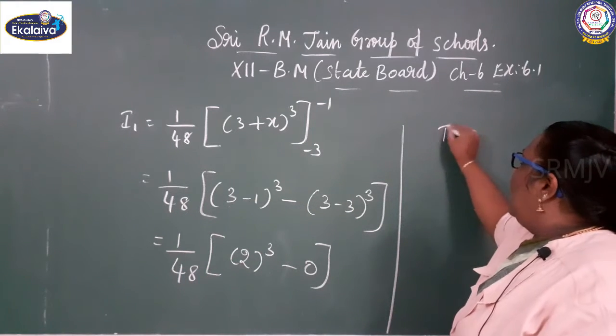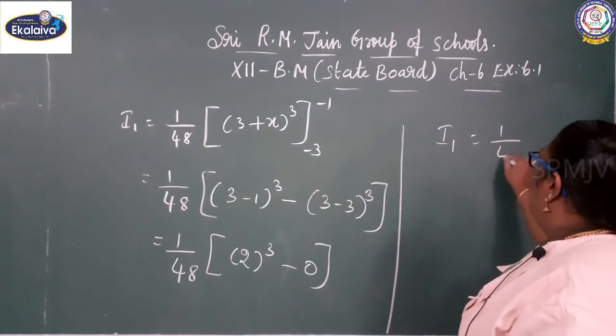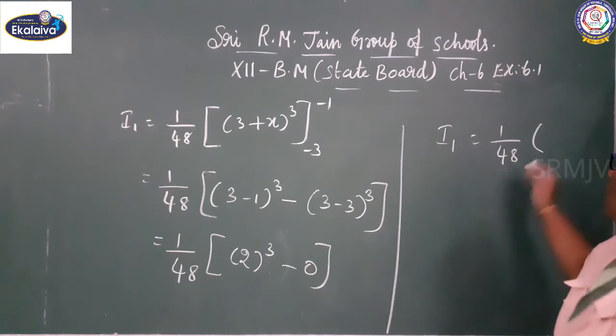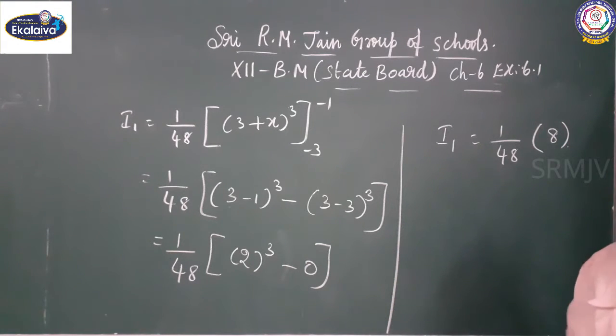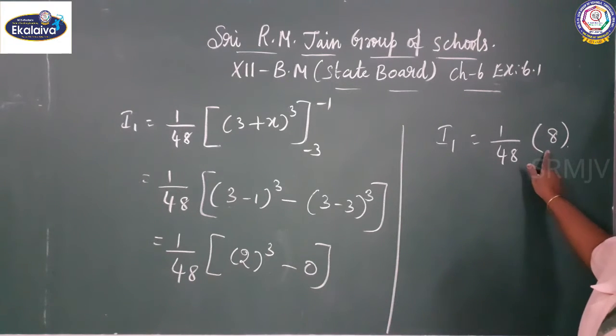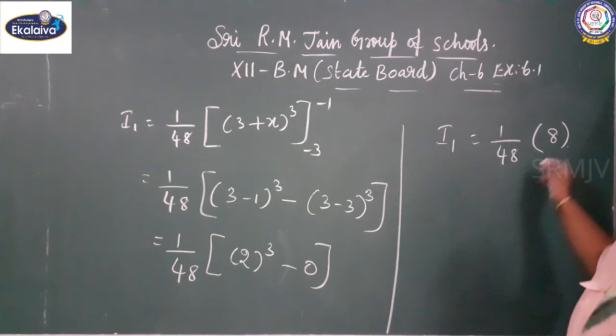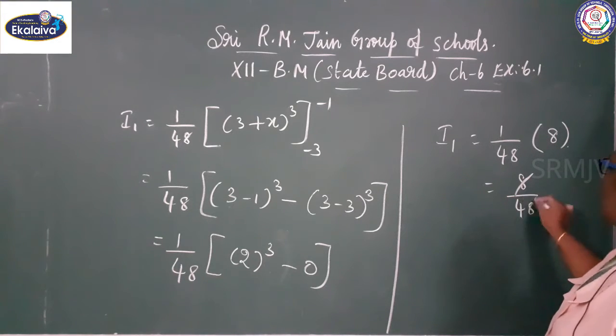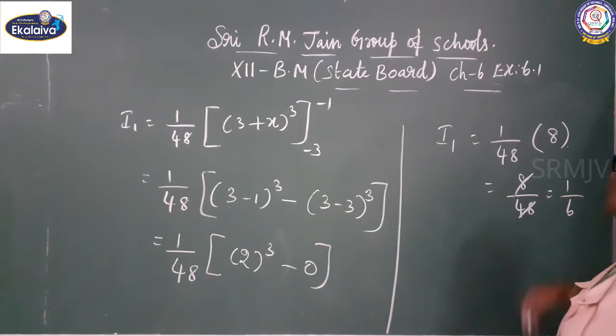It gives I1 equal to 1 by 48 into, what is the value of 2 cube? 2 cube value is 8. 1 by 48 into 8. You cancel the value, 8 by 48, 1 by 6. 8 ones are 8, 8 sixes are 48.